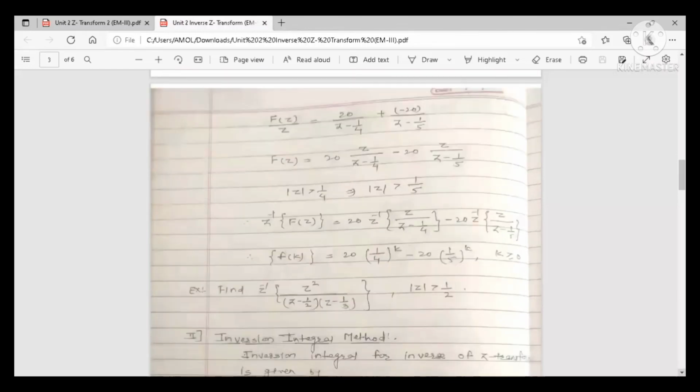So this topic is over here. This first method, the partial fraction method, is over here to find the inverse z transform.